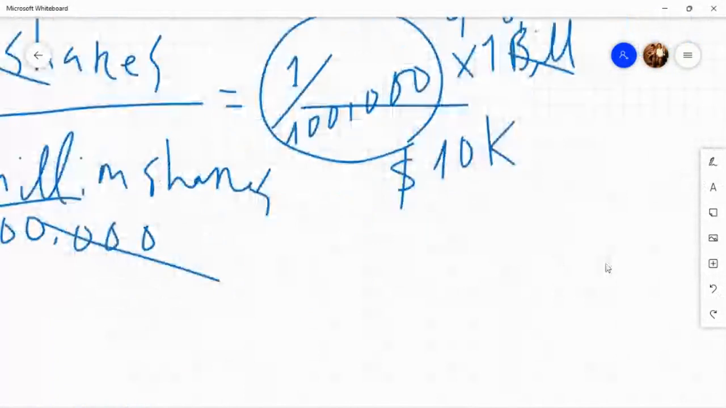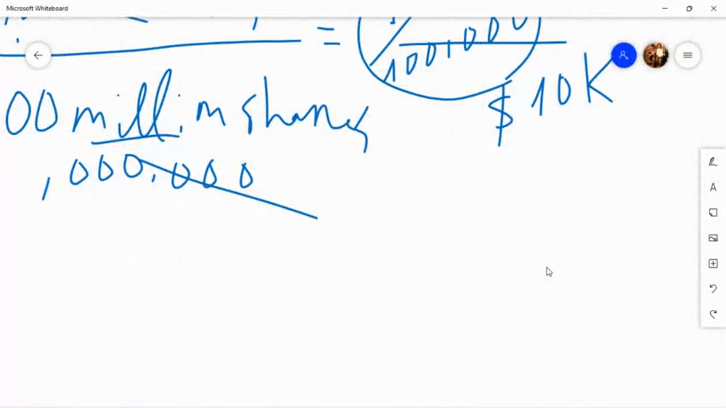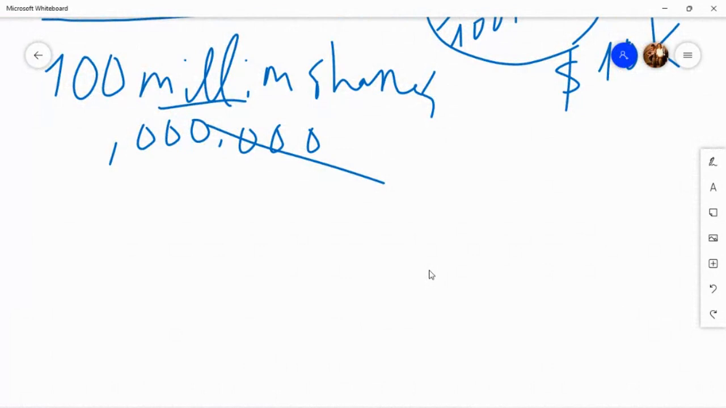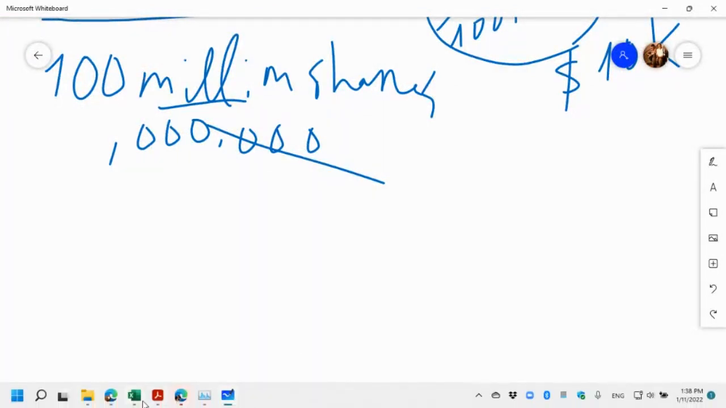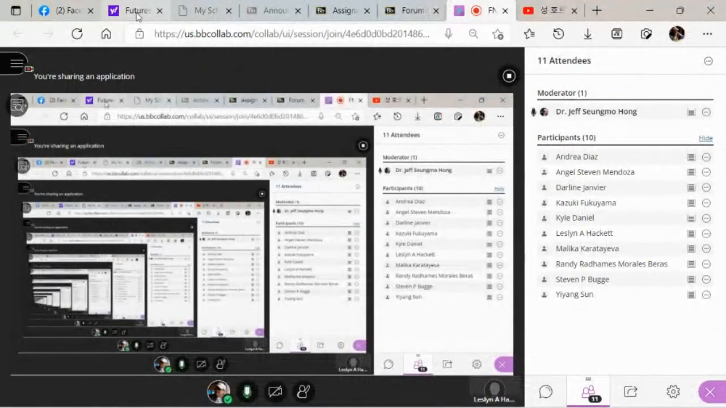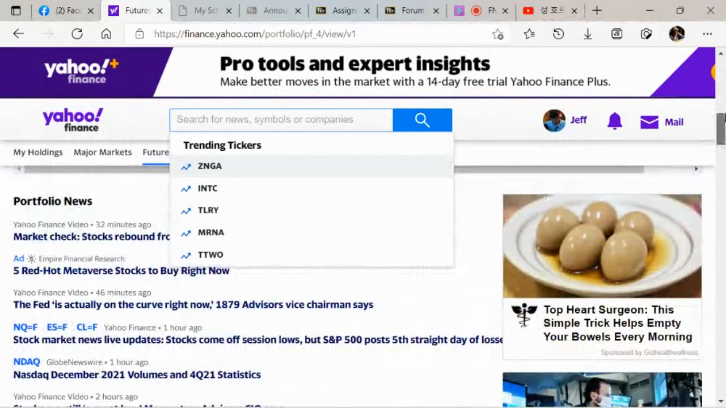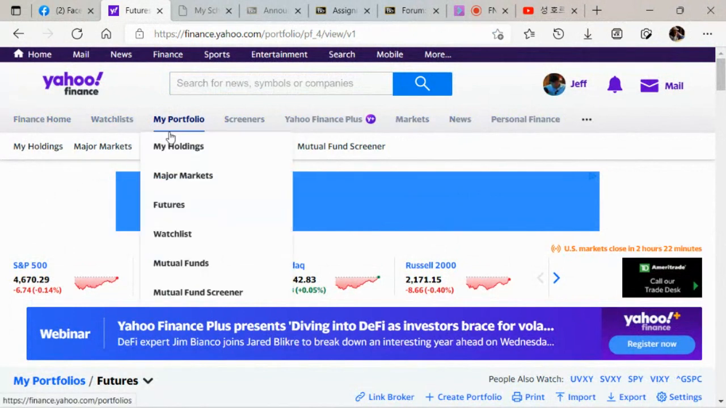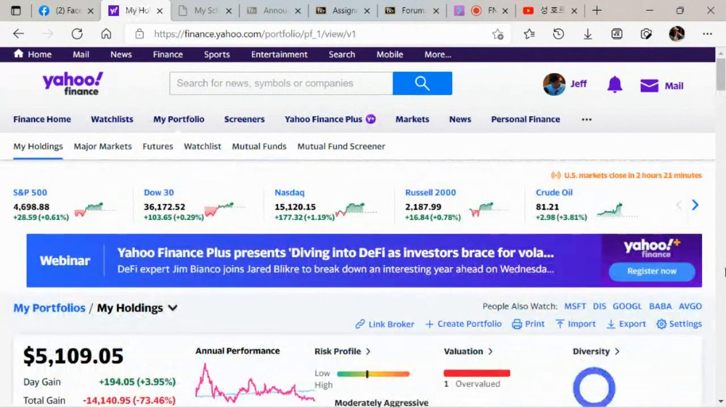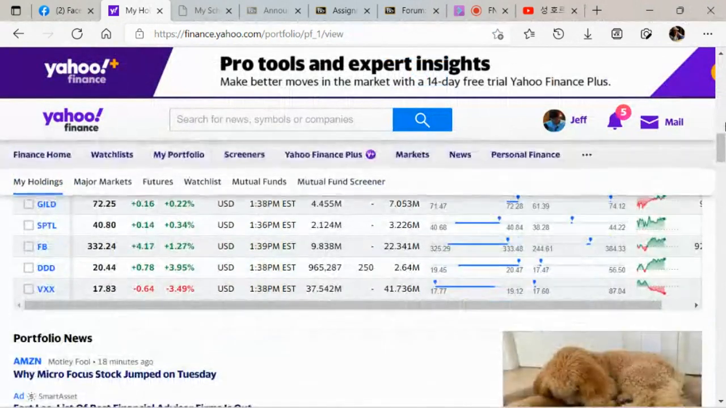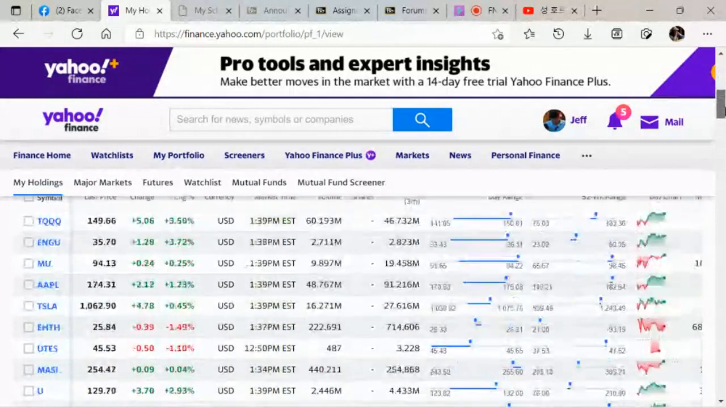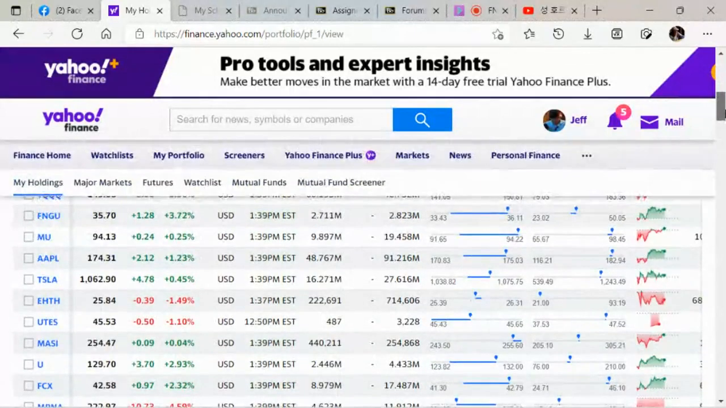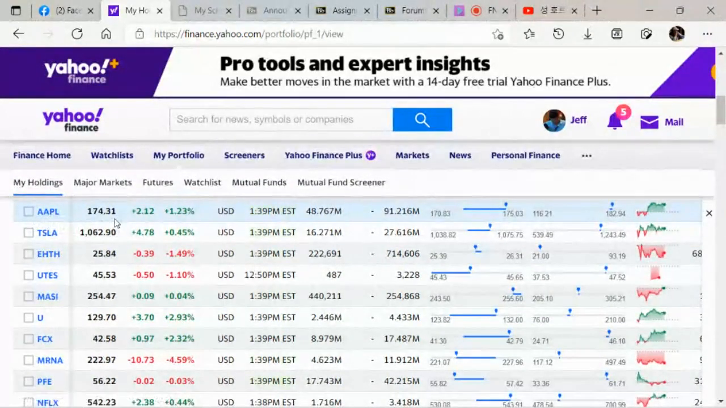Theoretically, what happens is, suppose Apple's price currently, let me quickly look up. Where is Apple? Yeah, there. 174.